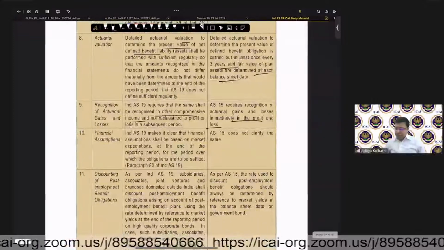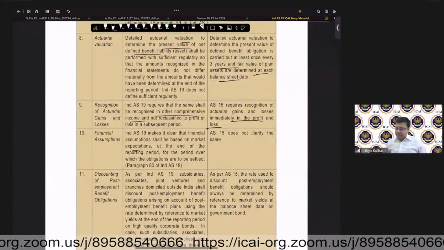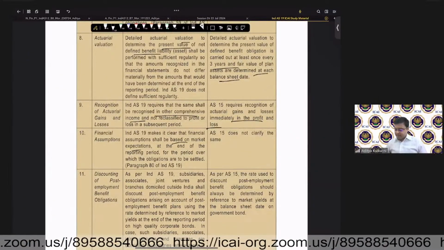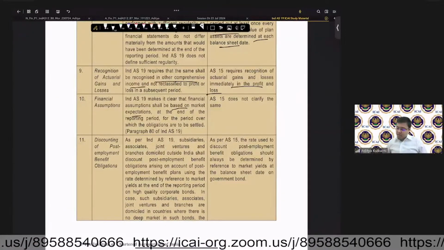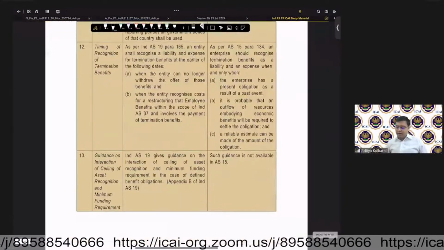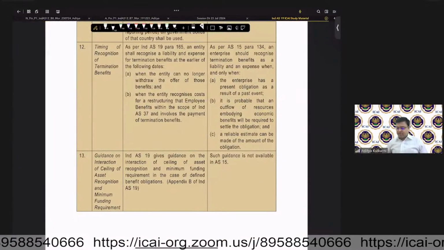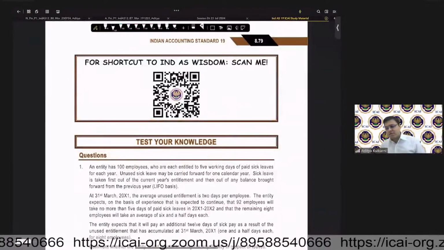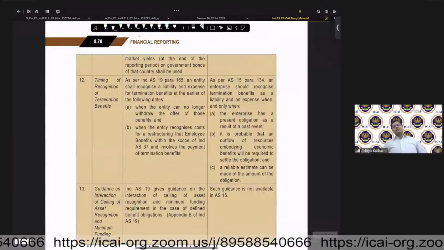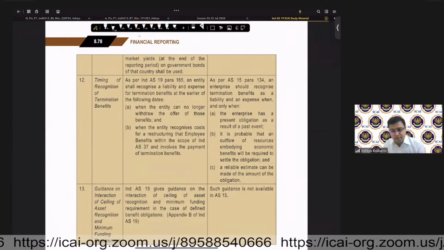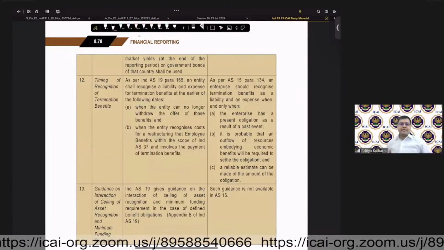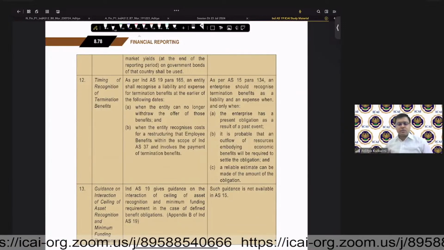Financial assumptions are based on market expectations; AS 15 is silent on the same. Then discounting of post-employment benefit obligations, and timing of recognition of termination benefits. That's it. So these are the broad differences between Ind AS 19 and AS 15. Okay, thanks. So that takes care of our case query.